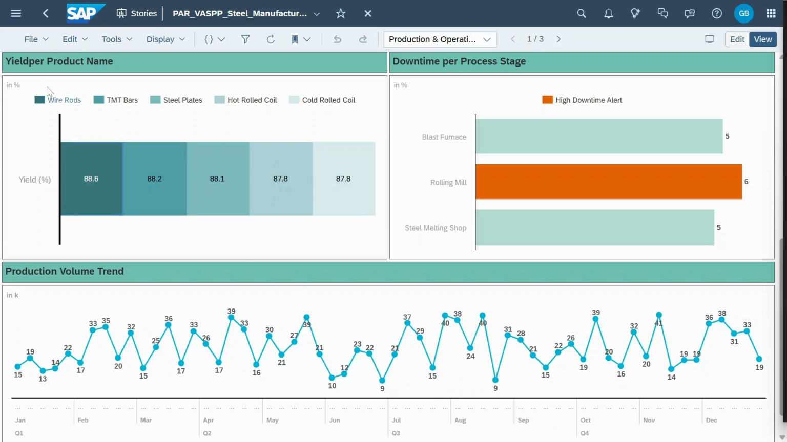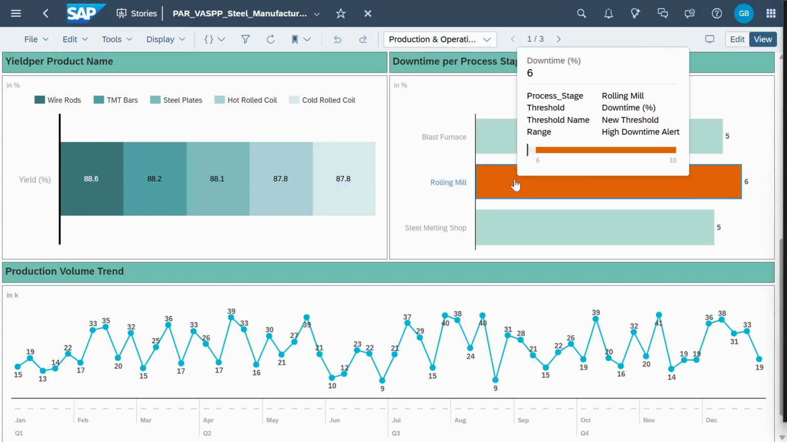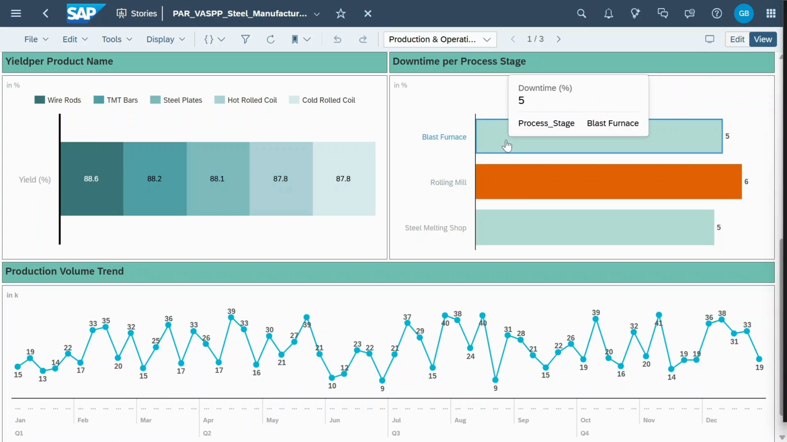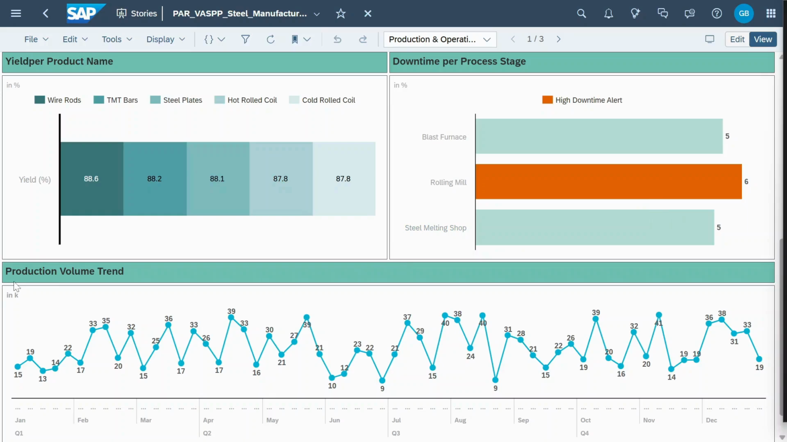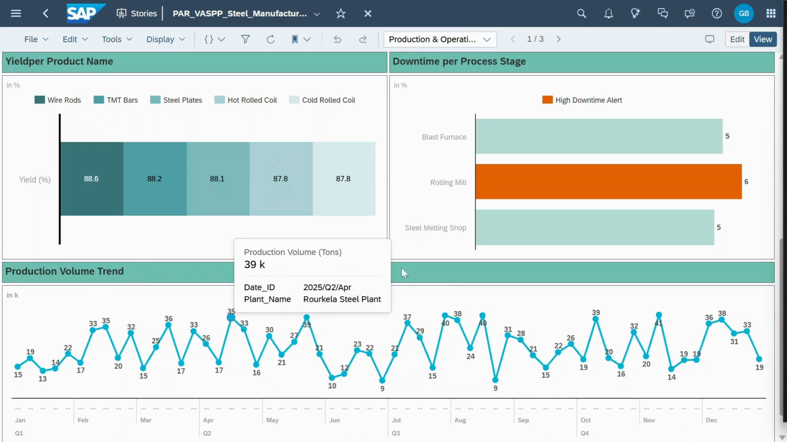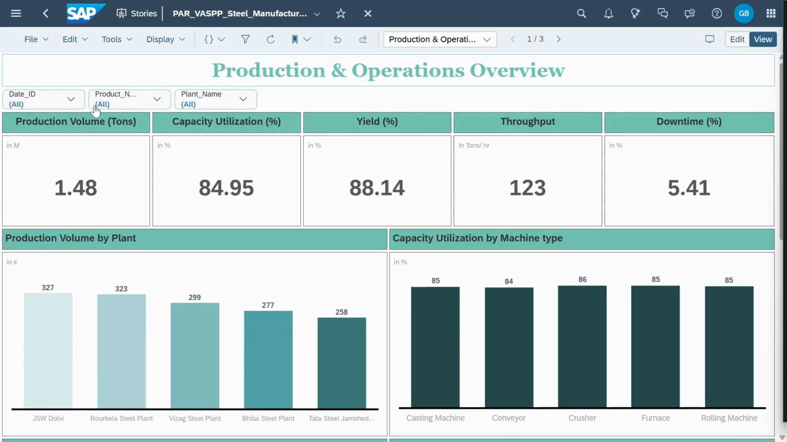The yield per product name chart breaks down yield performance across wire rods, TMT bars, steel plates, hot-rolled coil, and cold-rolled coil, supporting product-level quality and efficiency analysis. Moving on, the downtime per process stage chart flags stages such as the rolling mill with a high downtime alert, alongside the blast furnace and steel melting shop, enabling teams to act on the biggest bottlenecks first. Finally, the production volume trend chart tracks output across months and quarters, helping teams monitor production patterns and seasonal fluctuations over time. Filtering options allow users to customize the view by date, product name, and plant name to focus on the exact scope they need.